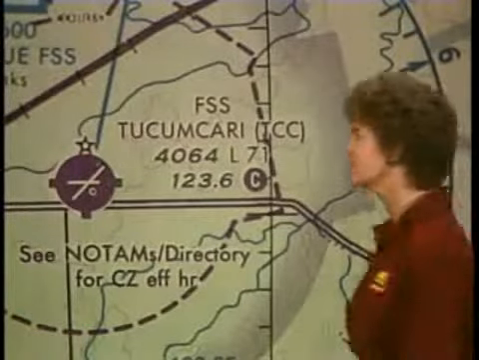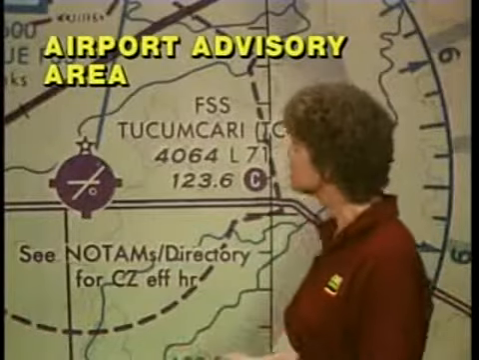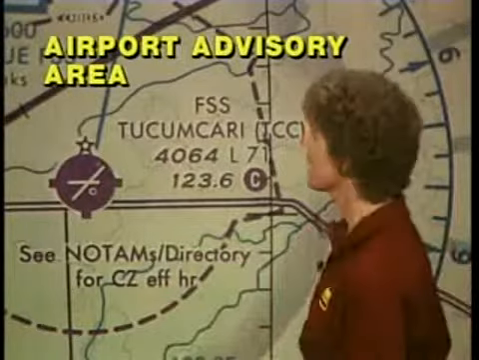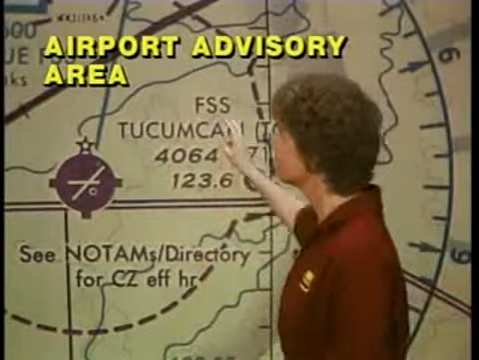Take a look again at the sectional chart with the Tucumcari Airport on it, and let's talk about an airport advisory area. Now, airport advisory areas are not shown on the chart. Airport advisory areas exist within 10 statute miles of a non-control tower airport that does have an active flight service station on the field. And what happens in an airport advisory area is that the flight service station personnel provide traffic advisories for inbound and outbound aircraft.